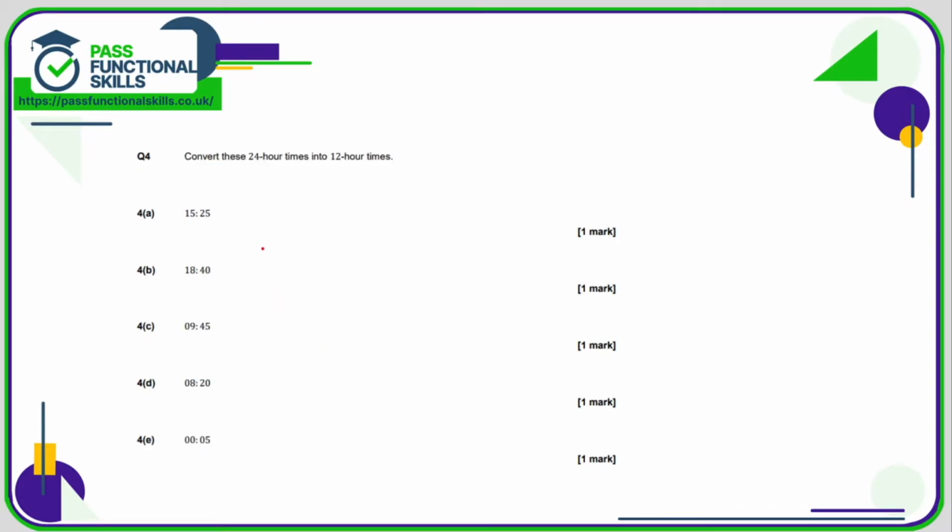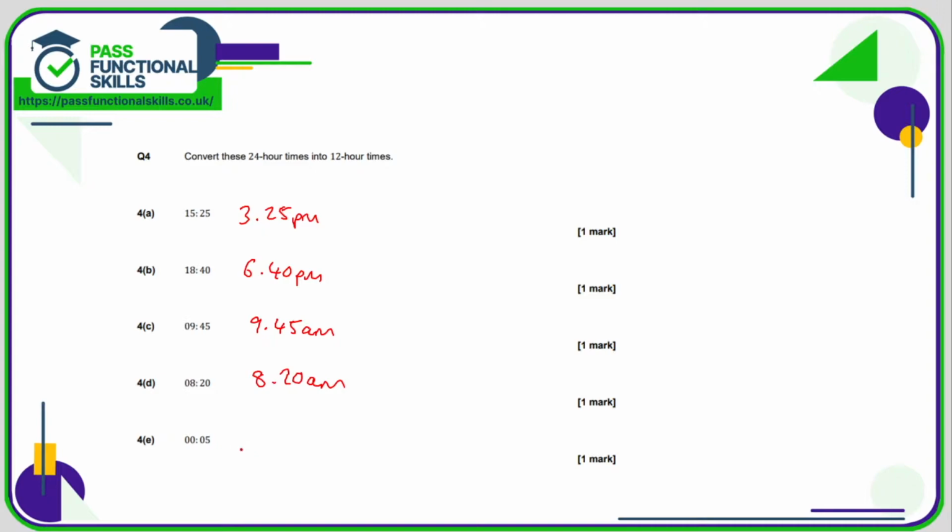For question 4, we're doing the opposite, so if we've got 13 or more, we're going to be subtracting 12 from the number. So 15:25, take away 12 is 3:25, and that's 3:25 PM. 18:40, we're going to take away 12, that is 6:40 PM. 9:45 is simply 9:45 AM. Anything less than 13 will just leave as it is. So 08:20, that's less than 13, so that is 8:20 AM.